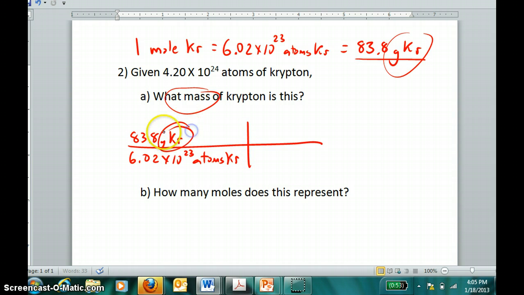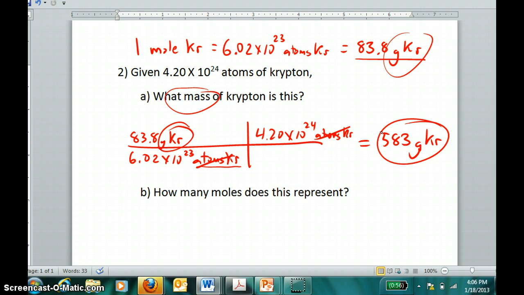Because if I want the mass of krypton, all I need to do is cancel the number of atoms of krypton, which I was given in the problem. Therefore, a one-step multiplication, atoms of krypton, and my atoms of krypton cancel, and I am left with the mass of krypton. And in this case, my 3-digit answer would be 583 grams of krypton, about half a kilogram.